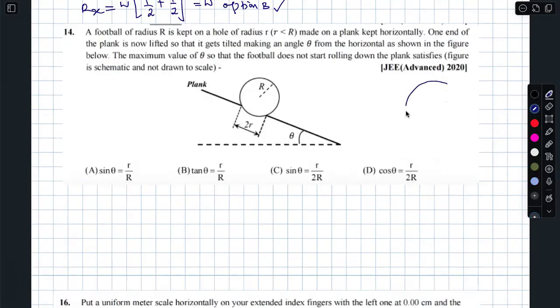Try to please understand what is the condition. We have done n number of problems on this. If the weight passes through this edge, that's all. If the weight passes through this edge, that is a critical condition. So this is R.